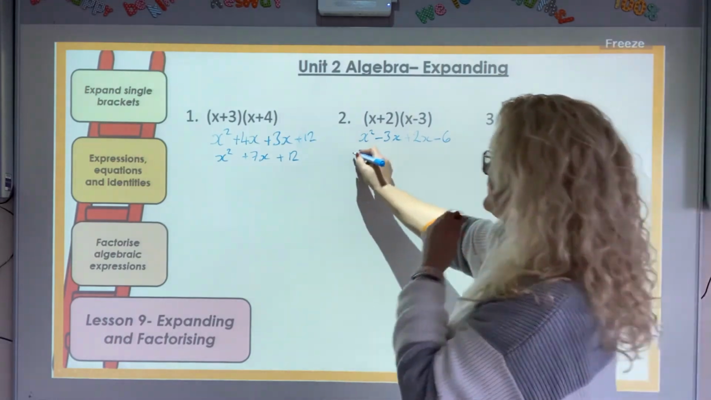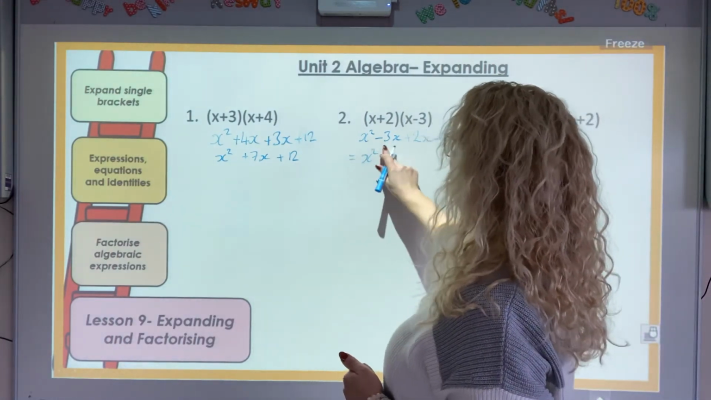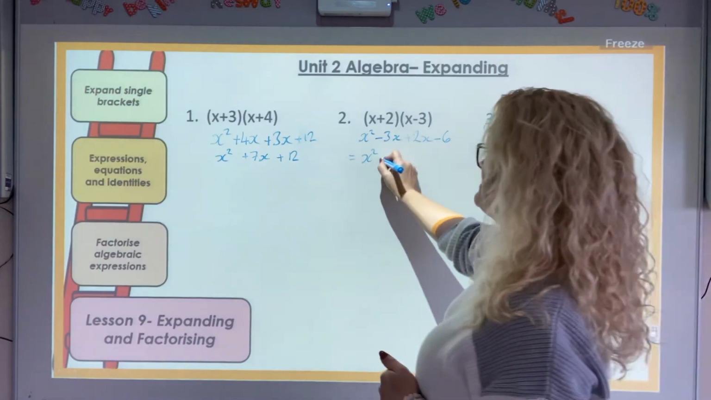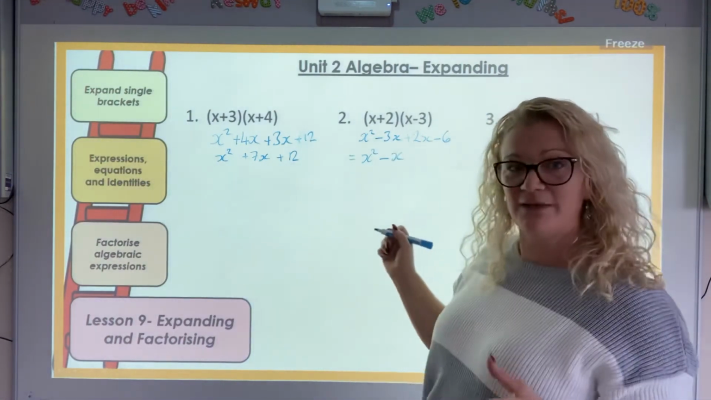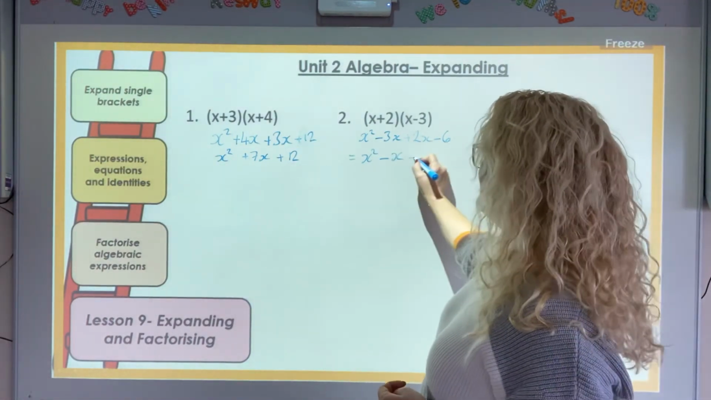Collecting together, we've got the x squared. Minus 3x plus 2x is minus 1x. We don't write the 1, just minus x, and the minus 6.